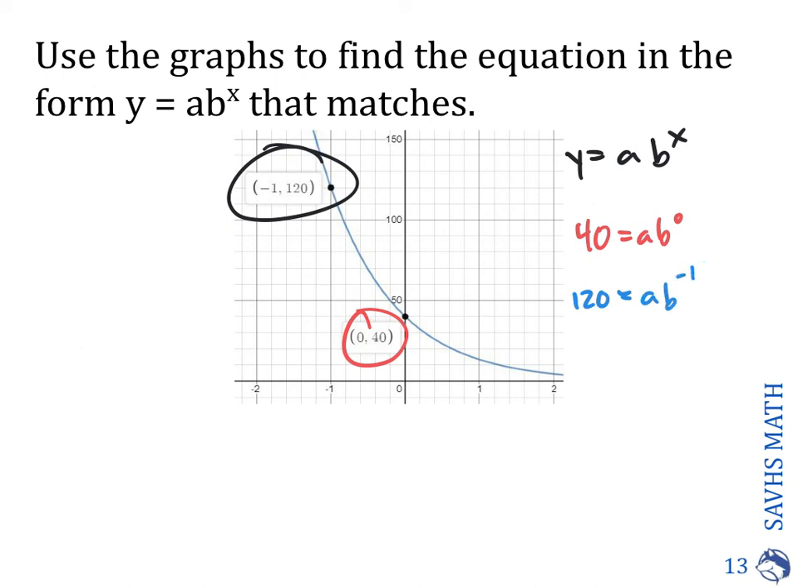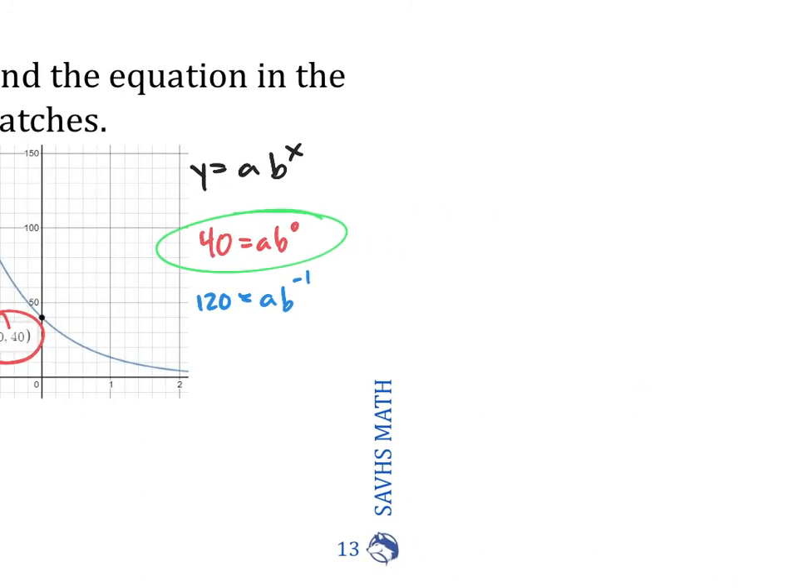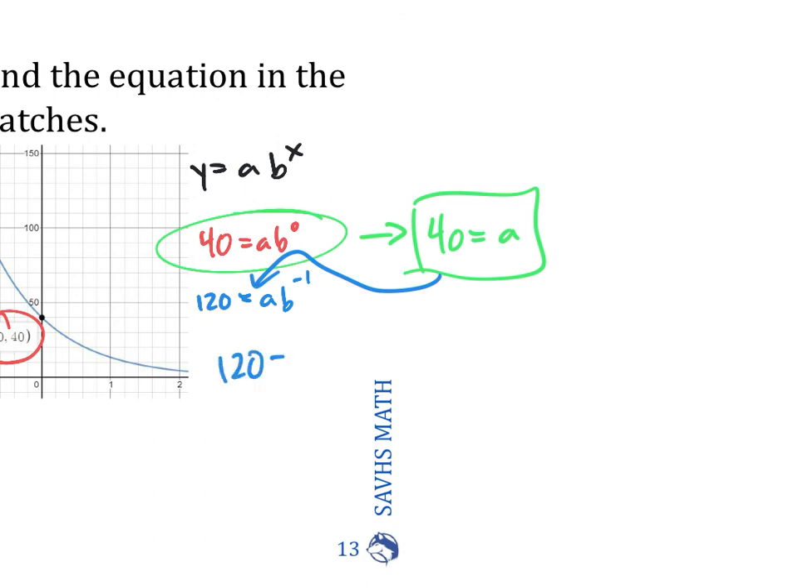Okay, so here's the cool thing about this one. If you take a look at this equation right here, well, b to the 0 is 1 because anything to the 0 is 1. And so what we have is 40 equals a already. So now we know a is 40. So then put it in here. Well, 120 equals 40 b to the negative 1.